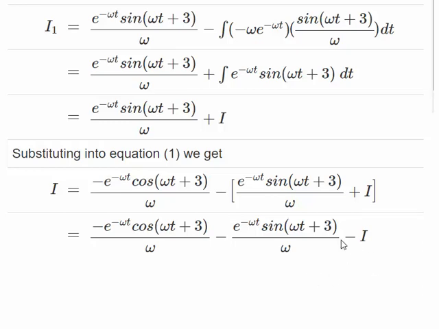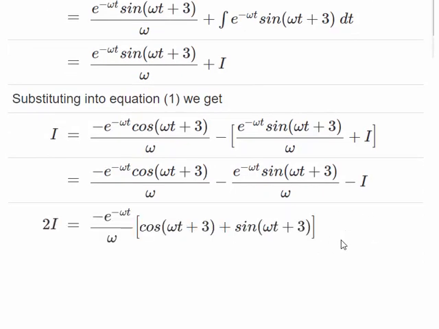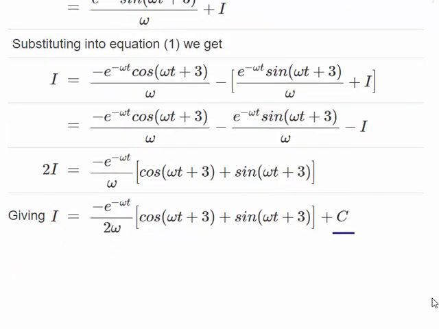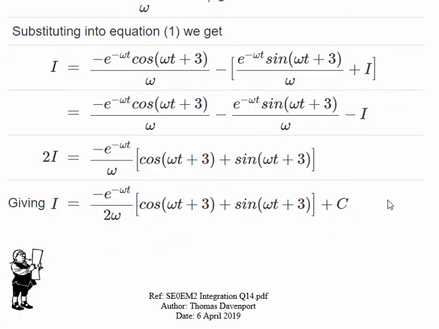So if I add I to both sides, we get 2I is equal to, and this time I'm going to take minus e to the minus omega t over omega outside of a bracket, giving us cos omega t plus 3 plus sine omega t plus 3. So then all I need to do now is to divide both sides by 2, giving the integral I is equal to minus e to the minus omega t over 2 omega times cos omega t plus 3 plus sine omega t plus 3, plus our constant of integration. And that is how you do integration by parts.